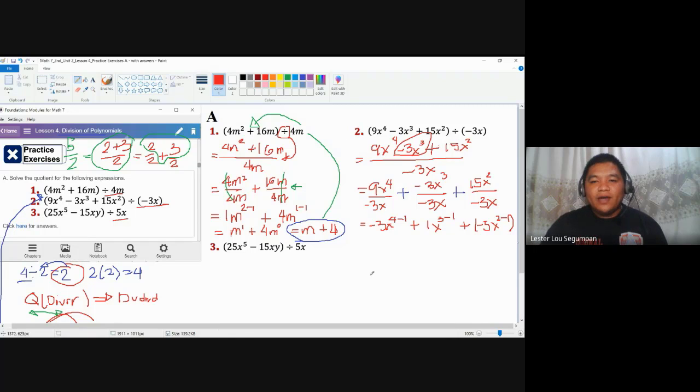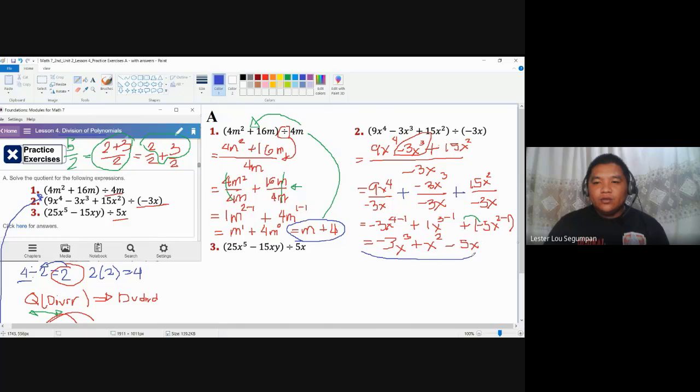And then simplify each term. So you have negative 3x to the 3 minus 4 is 3, plus, you may not write 1 anymore here. So you have x to the 3 minus 2 is squared. And then you use here the breaking of grouping symbols that we have learned before. So positive times negative, you have negative 5x to the power of 2 minus 1, which is 1, or may not be written because it automatically means with exponent of 1. This is our quotient for number 2.